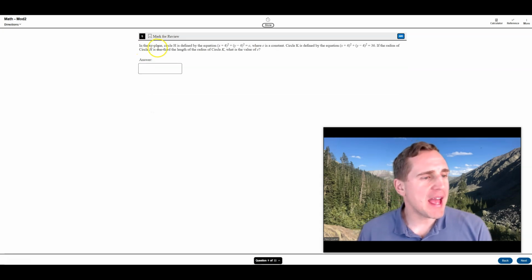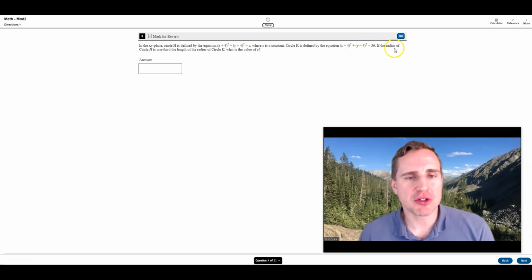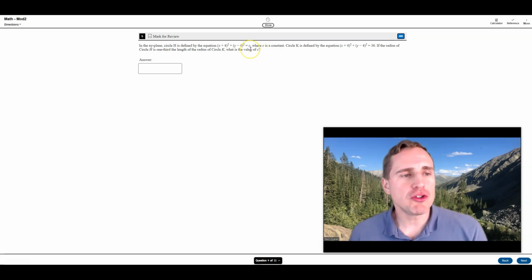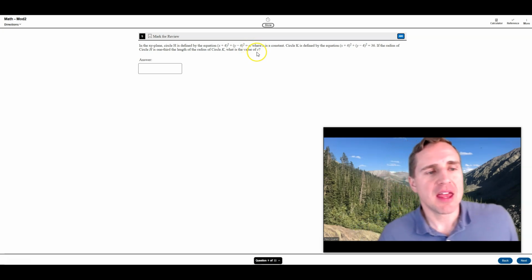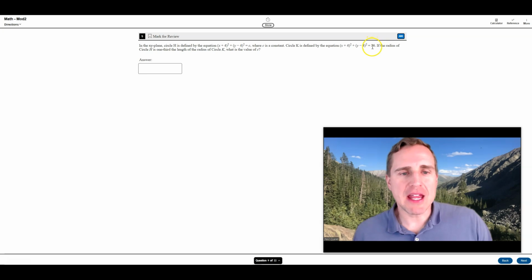Okay, number 9. In the xy plane, circle H is defined by the equation (x plus 4) squared plus (y minus 4) squared equals c, where c is a constant. Circle K is defined by the equation (x plus 4) squared plus (y minus 4) squared equals 36. If the radius of circle H is 1/3 the length of the radius of circle K, what is the value of c? So what you could do is think about what the radius of circle K is.